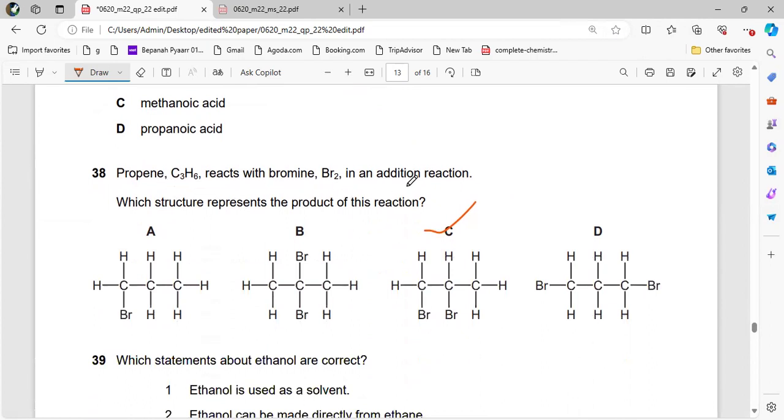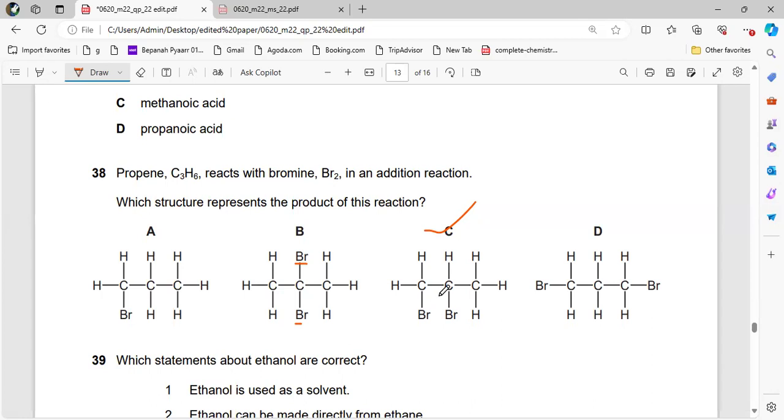Propene reacts with bromine in an addition reaction. Which structure represents the product of this reaction? Okay. So whenever we are having this addition reaction, the bromine will be attached to the carbons where the double bond is present. So here in option A, only 1 bromine is attached. That is wrong. In option B, both the bromines are attached to the same carbon. That is wrong.